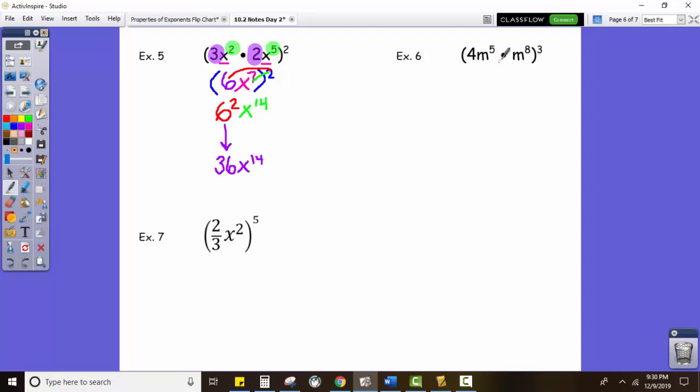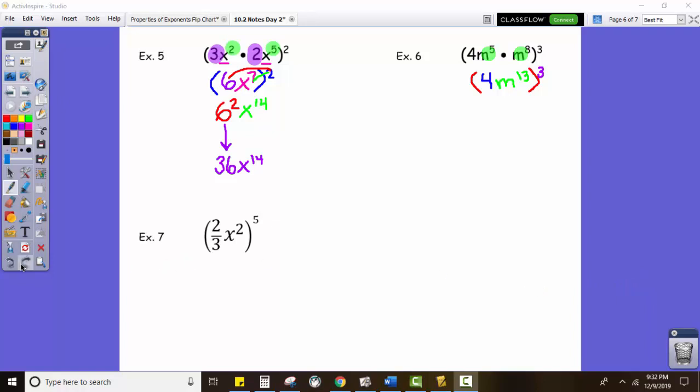Example 6. Again, I have some cleaning up to do inside the parentheses. So the 4 cannot be multiplied with any other coefficient here. You could say it's a 1 in front of the m to the 8th, but 4 times 1 is just 4. So then I need to multiply m to the 5th times m to the 8th. When I'm multiplying two powers, remember the rule says I need to add their exponents. So 5 plus 8 is 13. So I have m to the 13th. And I'll keep that in parentheses because now I have to bring down the 3 and distribute the 3 to the 4 and to the m to the 13th.